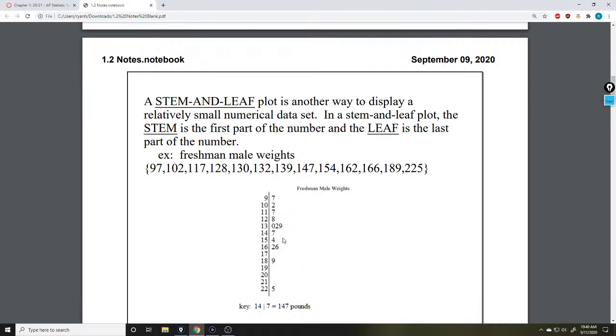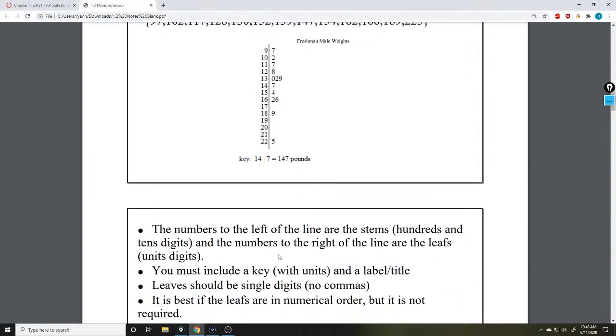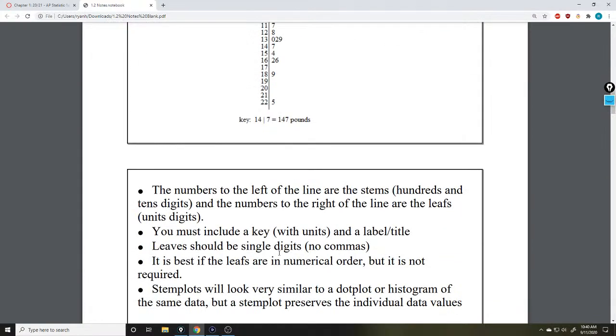We want some of those features to jump out at us more than just a list of numbers would do. So here's your list of numbers, and here's the stem plot to go with it. Some things that should happen with a stem plot.